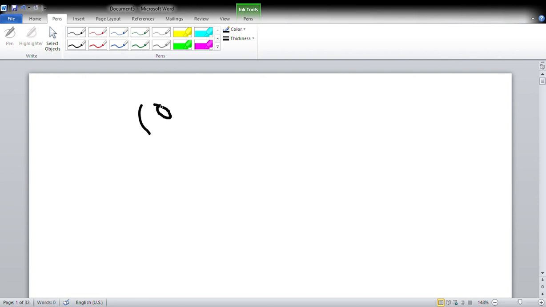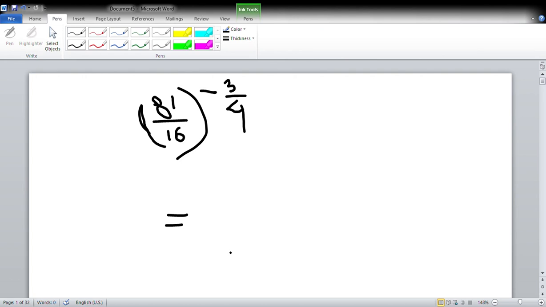So this is the first problem. What is that problem? 81 divided by 16, to the power minus 3 by 4. The previous chapter already discussed that if you really want to get rid of the minus sign in the power section, we have to get rid of this minus sign.